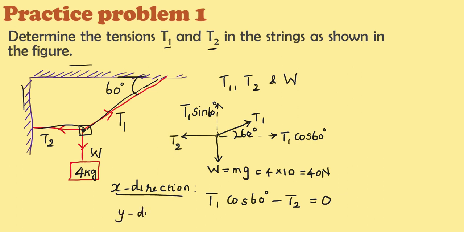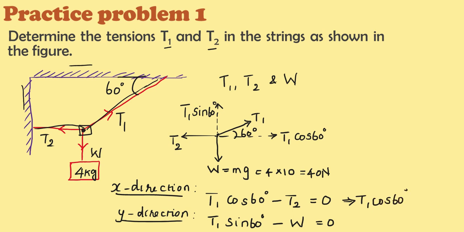Now the y direction, we can write the y direction forces. T1 sine 60 degree is acting along the positive y direction minus W because the weight is acting downwards, and it is equal to 0. So from this we can write T1 cos 60 degree is equal to T2, and from here we can write T1 sine 60 degree is equal to W.